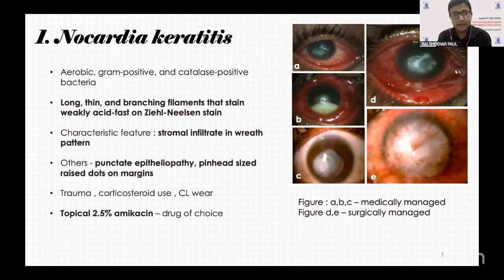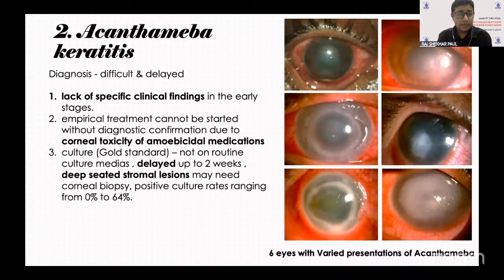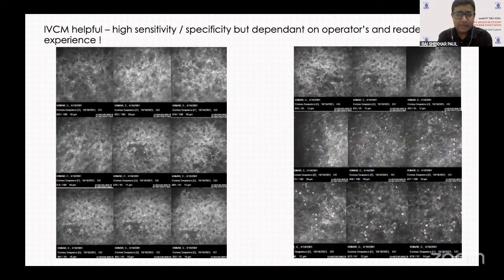managed surgically. Acanthamoeba keratitis diagnosis is delayed and difficult because of a lack of specific clinical findings. Empirical treatment is not possible because of corneal toxicity of amoebicidal medications. It comes under various presentations as shown in these figures. IVCM is helpful, but it depends on the operator's experience and how they are judging it, and many times it gives rise to overestimation of the disease.